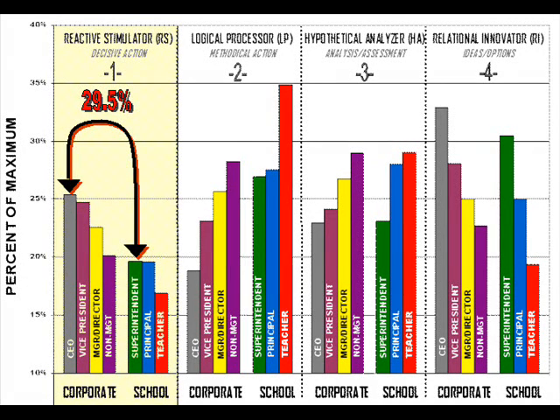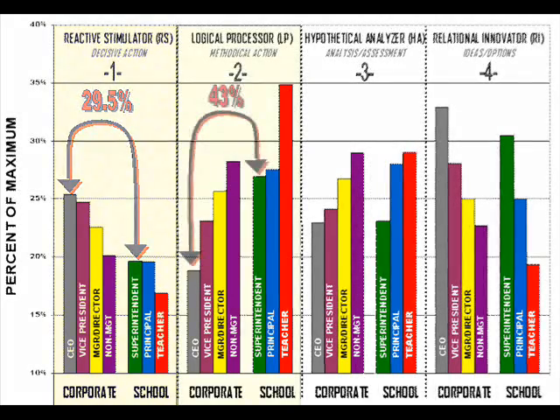Superintendents have almost 30% less responsive RS inclination than do CEOs. In fact, the RS inclination for all school system levels, from superintendent to teacher, fall below the lowest non-management level in corporations. The possibility of decisively resolving an issue will probably not even be considered at any level in the school system.